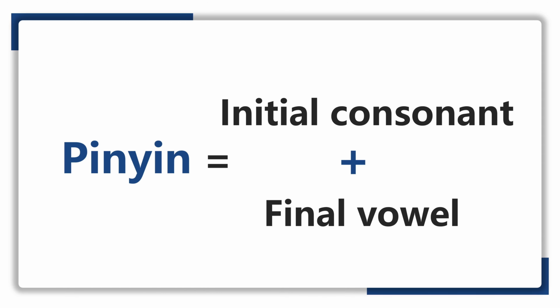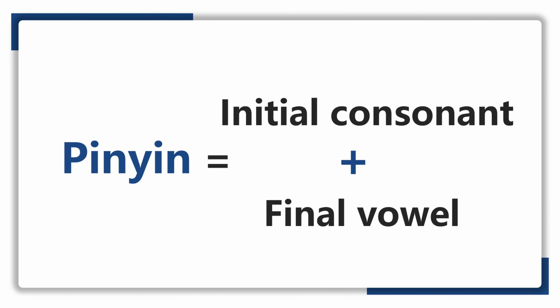Initial consonants: the consonant at the beginning of the syllable, pronounced lightly and shortly, like the knocking sound at the beginning of a syllable. And final vowel: the part after the initial consonant in a syllable, pronounced loudly and clearly, and it is the core pronunciation part of a syllable.